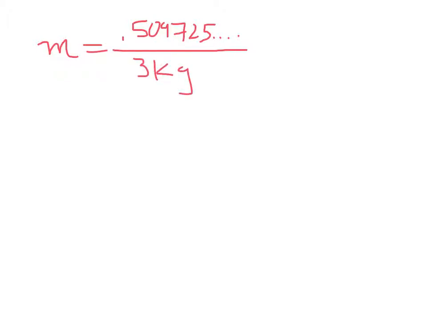Okay, so on this slide, the molality is going to be our moles of solute, the 0.509725 with all the other numbers after it, divided by the kilograms of solvent, which we said was 3 kilograms of solvent. So I get that our molality is 0.1699 with a bunch of other numbers after it again. I'm not going to round at this point because we're still in the middle of a problem. The unit for molality is called molal, which is just abbreviated as a lowercase m.